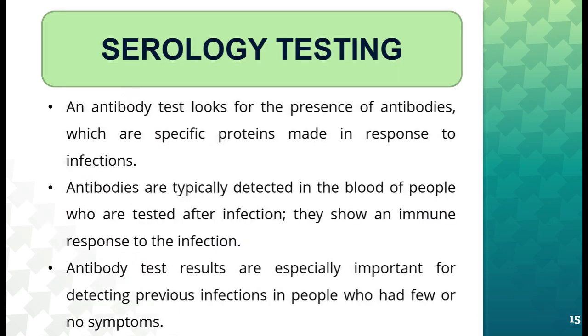Next comes serology testing. In this testing, it looks for the presence of antibodies, which are specific proteins made in response to infection. These specific proteins are made by our body. Antibodies are typically detected in the blood of people who are tested after infection. They show an immune response to the infection. Antibody test results are especially important for detecting previous infections in people who had few or no symptoms.